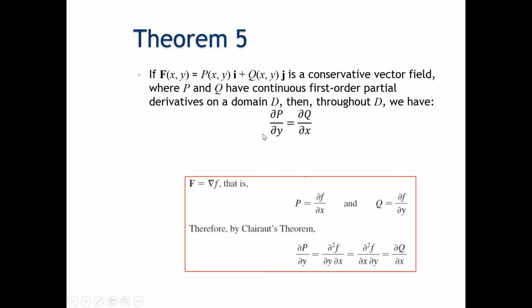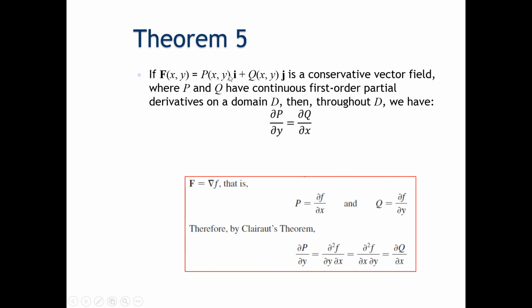Now the converse of this theorem must be like this: if this condition is satisfied, then F should be a conservative field. But for the converse, a few more conditions are required for the converse to be true. So let's see what the conditions are. First, let me read it again. If F is a conservative field, then there is a potential function f such that F is equal to del f. Okay.